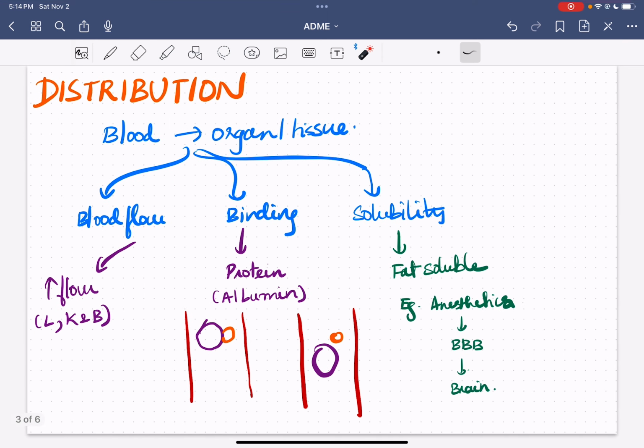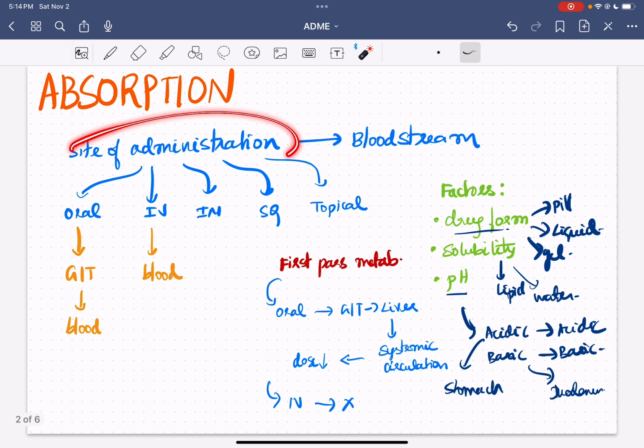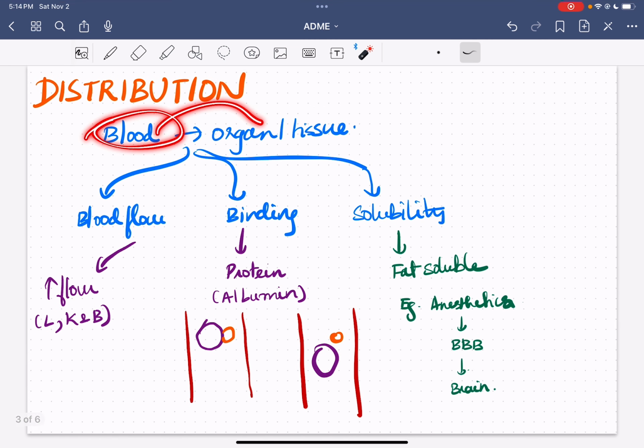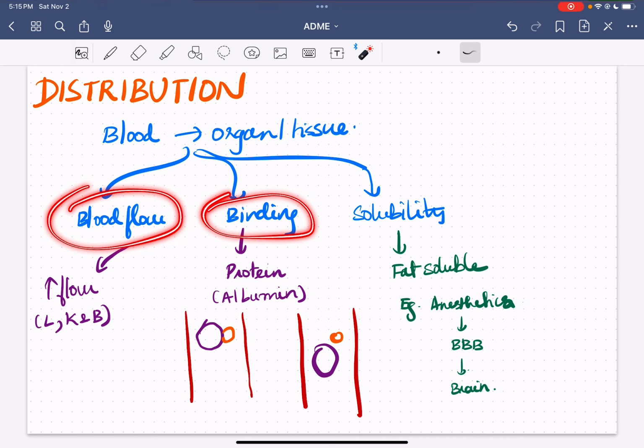Now, what about distribution? So absorption was from the site of administration to the bloodstream. Now distribution is from the bloodstream to the specific organ or tissue that you want the drug to reach. So now that is dependent on three important factors. Those factors are your blood flow, binding, and your solubility of the drug.